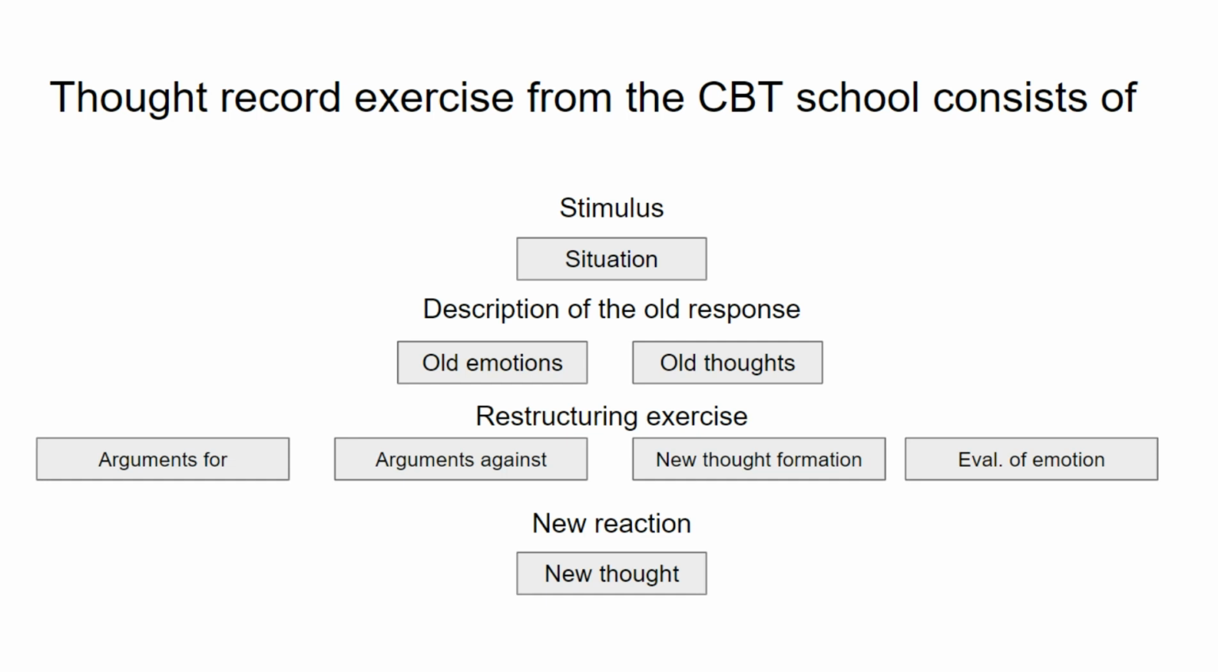If I look into more details here, there's the stimulus, the situation, and the description of the old response. I'm formulating my old emotions, old thoughts. Then I'm restructuring this with the arguments against, new thought formation, and evaluation of emotion, and you have this final new reaction, which is the new thought as well as the new emotion. Probably an additional point to add for the final row is that the new reaction is, in the end, a new thought and a new emotion.